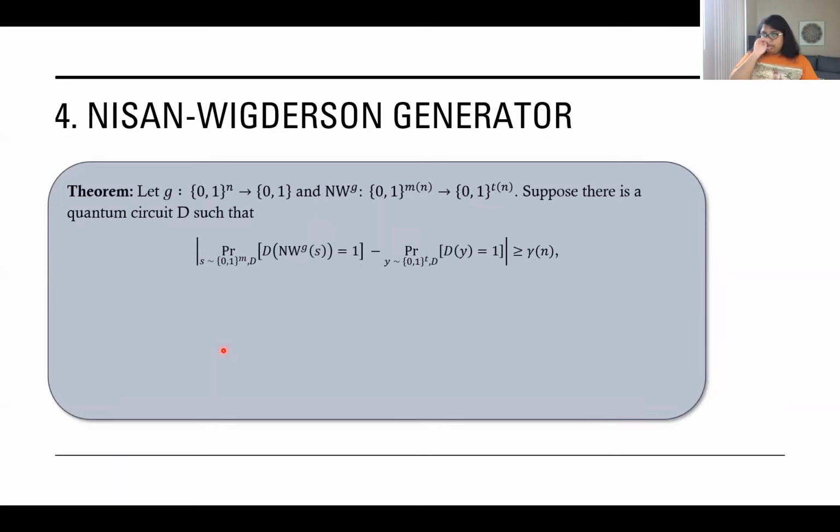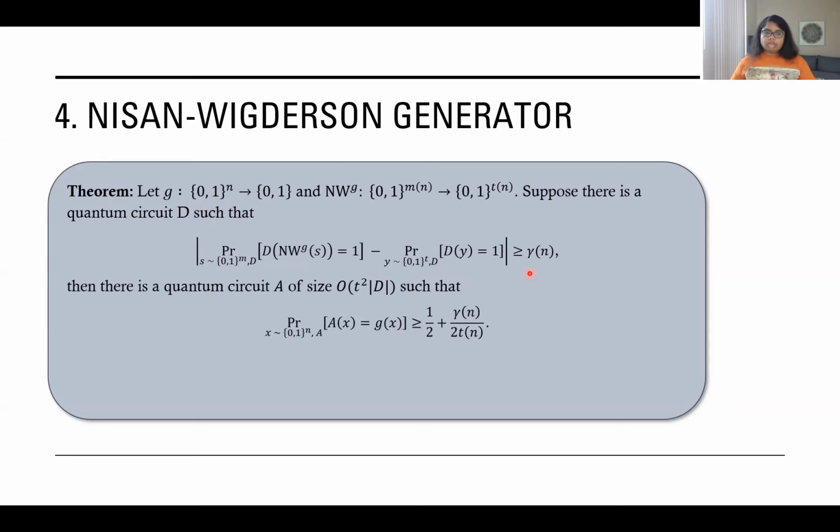And the algorithm essentially says that if I have a function g that goes from n bits to 1 bit, and I construct this design, and there is some quantum circuit D that can distinguish the output of this generator from a random string with probability at least gamma of n, then I can construct a quantum circuit that can also compute g of x with probability at least half plus gamma over 2t of n. So essentially, if I can distinguish the design, I can also compute g of x efficiently for some random input x.